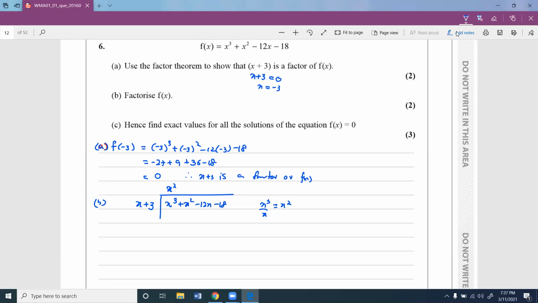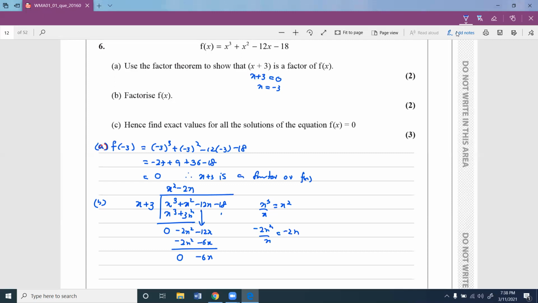x squared into x is x cubed. x squared into 3 is 3x squared. Then subtract it. You get 0. x squared minus 3x squared is minus 2x squared. Then take the next term down, minus 12x. Then see how many x terms there are for minus 2x squared. It is minus 2x. Then multiply this whole expression by minus 2x and write it here. Minus 2x into x is minus 2x squared. Minus 2x into 3 is minus 6x. You subtract it. 0. Minus 12x minus minus 6x is minus 6x.